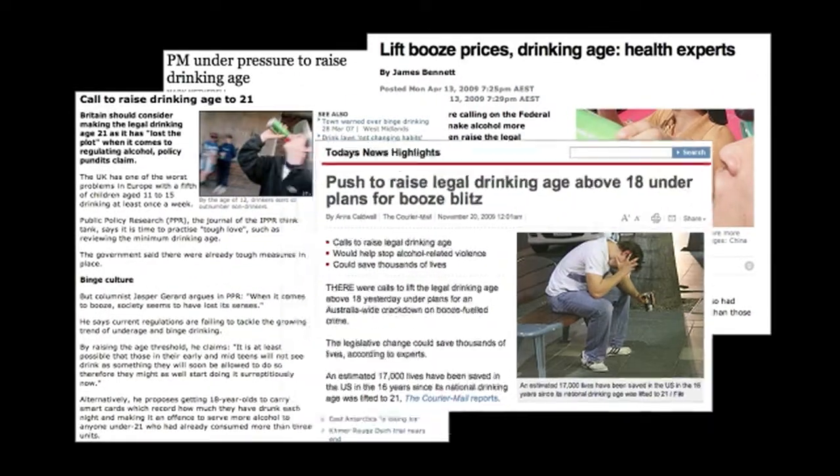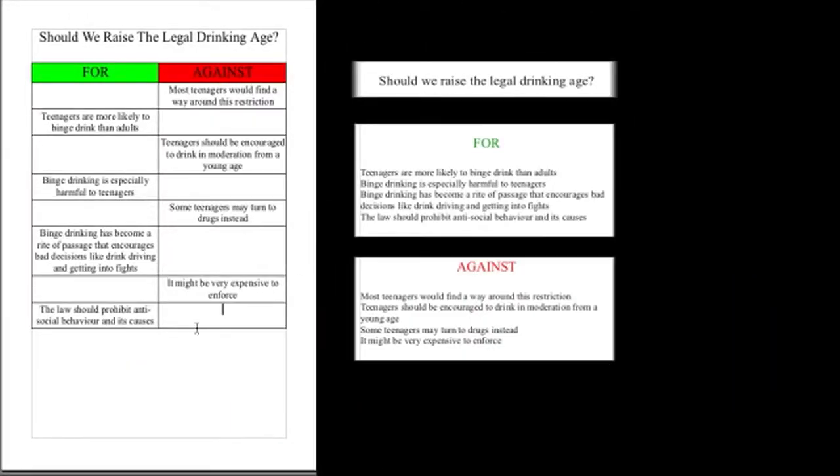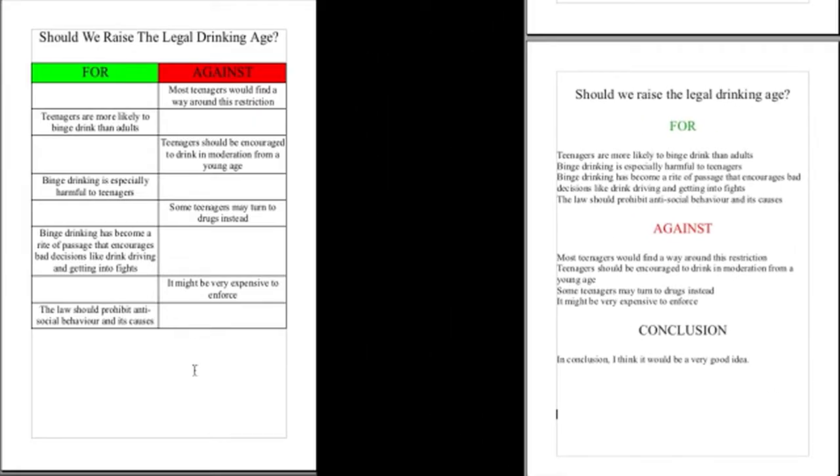So I looked at a few articles, spotted reasons for and against, and listed them in a table. Here I got stuck. A table's great for listing pros and cons, but it doesn't provide me with a structure that I can use for an essay.